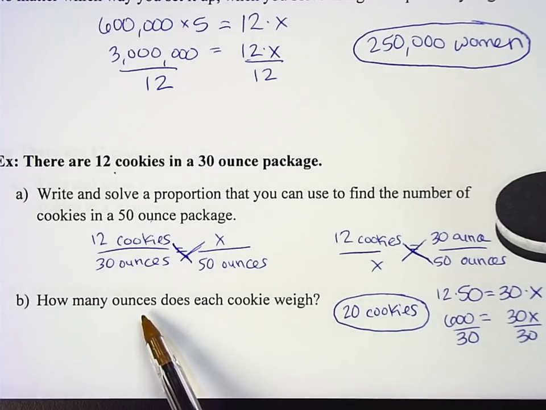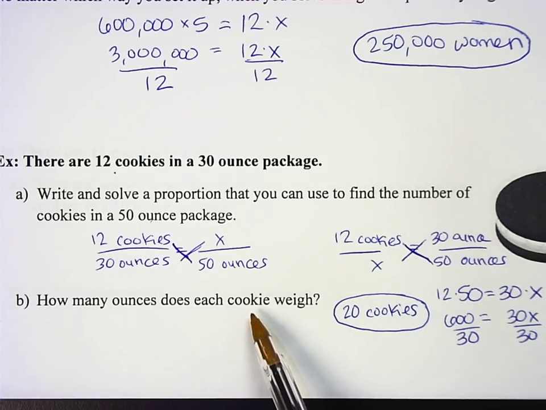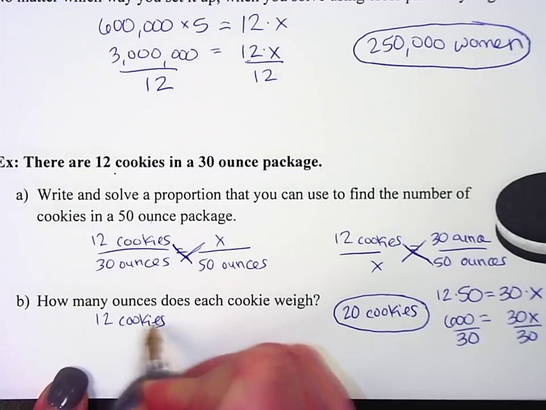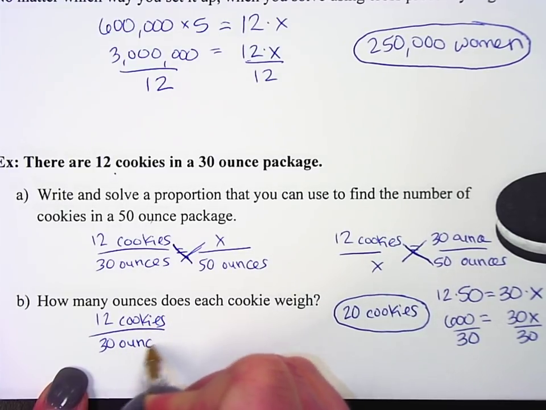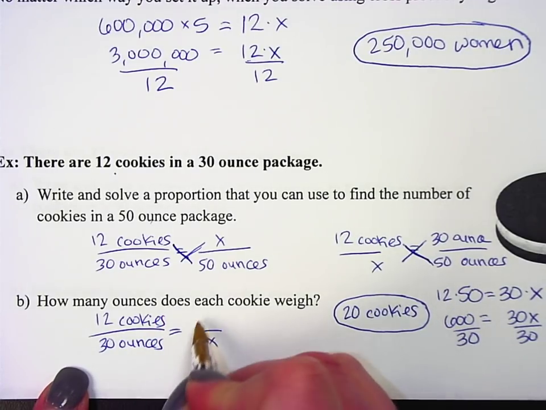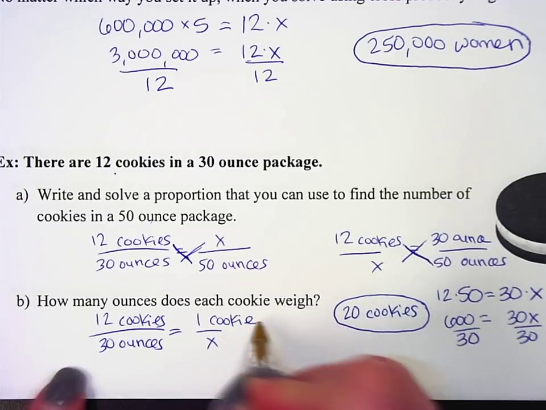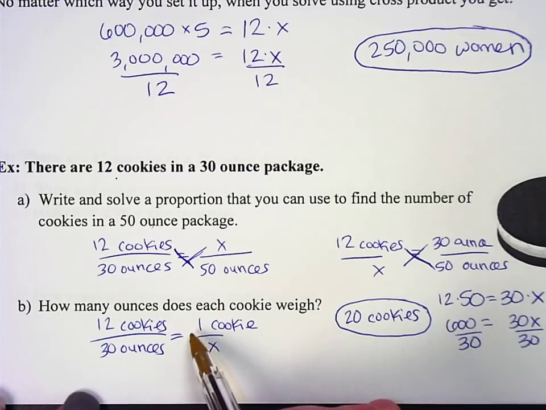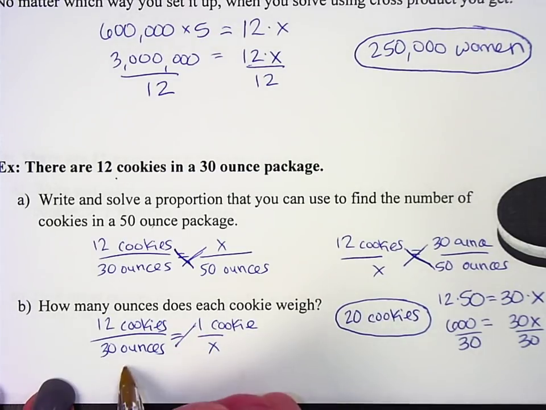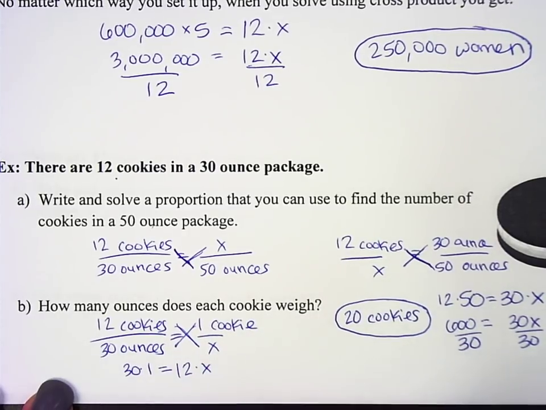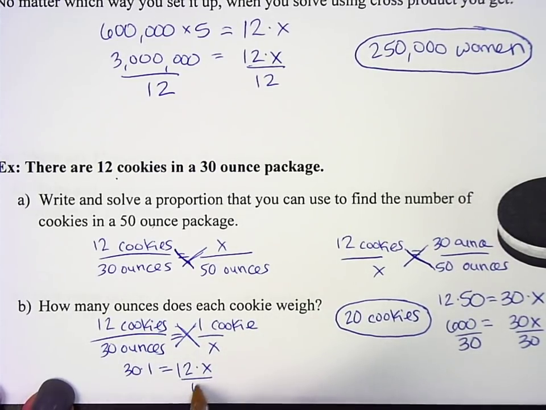All right, our last one though, we do need to be specific. It says how many ounces does each cookie weigh? So this time I have 12 cookies to 30 ounces. And I'm trying to find how many ounces, so that would be x for ounces, does one cookie weigh. So I'm going to go ahead and do 30 times 1. That equals 12 times x. So when I solve that, I'm going to divide both by 12.